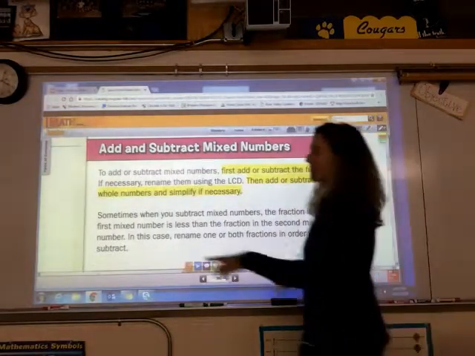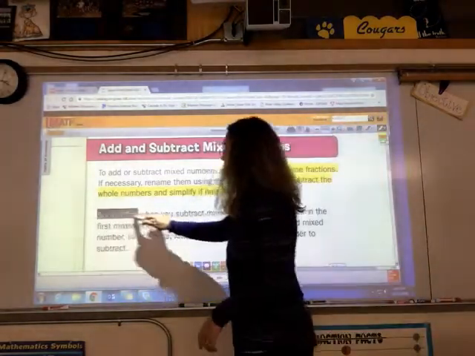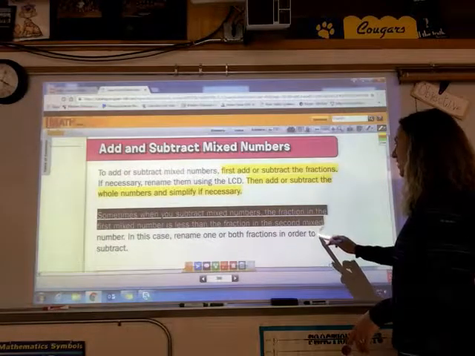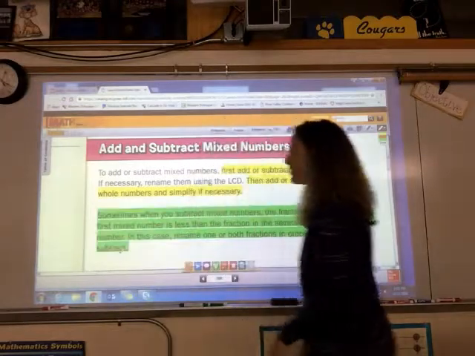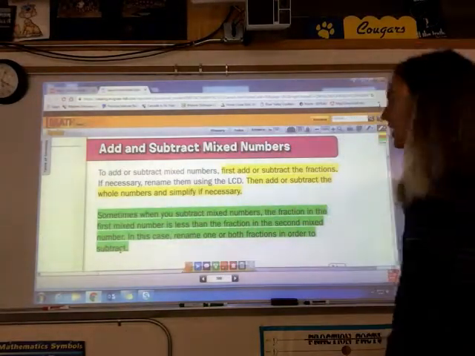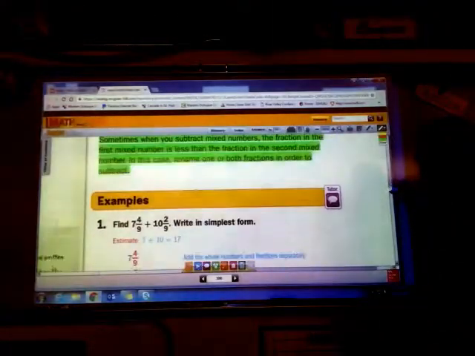One of the other things to consider is that sometimes when we are subtracting mixed numbers, the fraction in the first mixed number is less than the fraction in the second mixed number. In this case, we're going to have to rename, which goes back to the basic subtraction skills you had learned in terms of renaming. So we're going to be taking a look at that today as well.